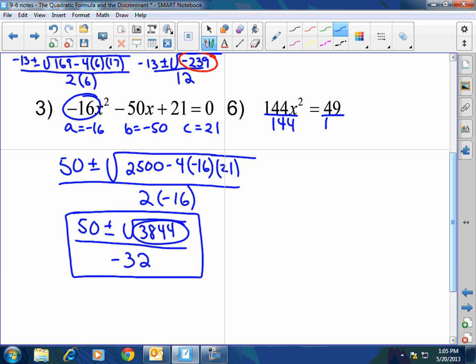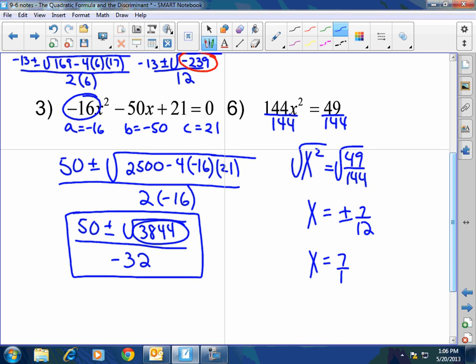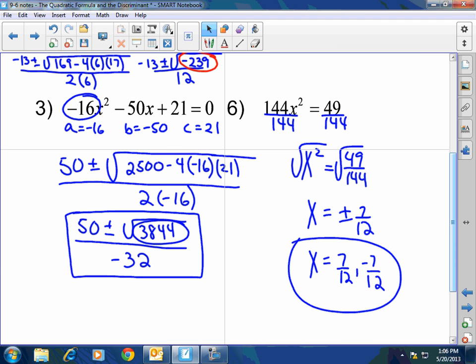Divide by 144. X squared equals 49/144. Square root both sides. X equals plus or minus 7/12. So x equals 7/12 and negative 7/12. Again, I used the square root method there because there was no bx term.